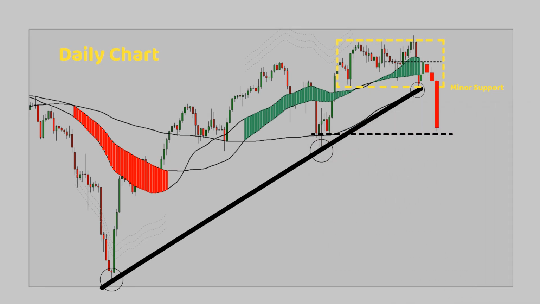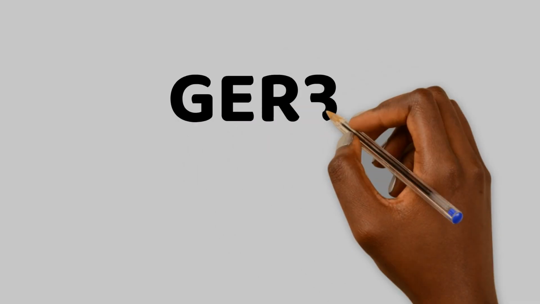The German 30, it's going to be almost similar to the previous chart, almost similar. You can see this is the weekly chart.